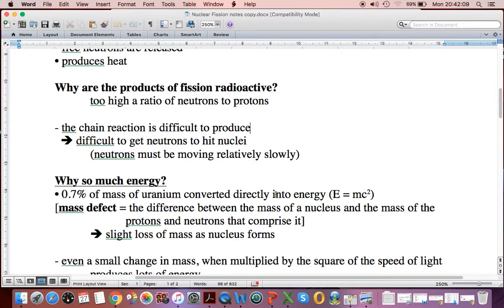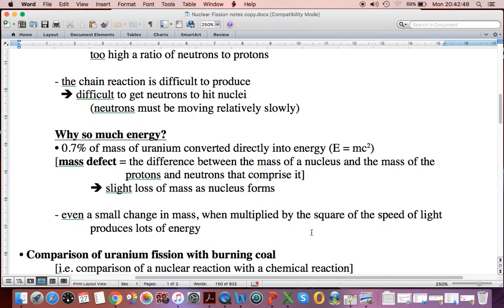The energy. Well, it turns out this is a case where mass is converted directly into energy. If we have a sample of uranium, 0.7% of the mass is directly converted into energy, and you have Einstein's famous equation, E equals mc squared. So if you have the mass that's been converted, and you take the c, which is the speed of light, an enormous number, and you square it, even a small mass will give off a lot of energy. This happens to be something called mass defect, that loss of mass as we form new nuclei.